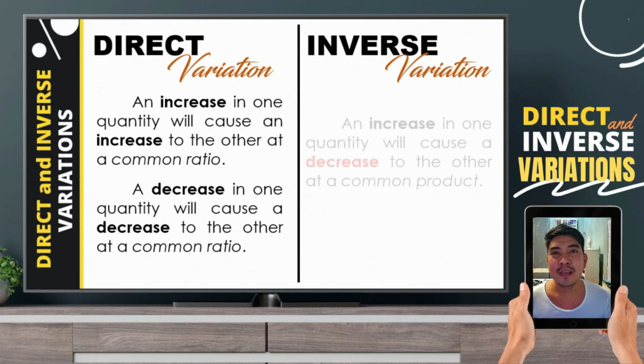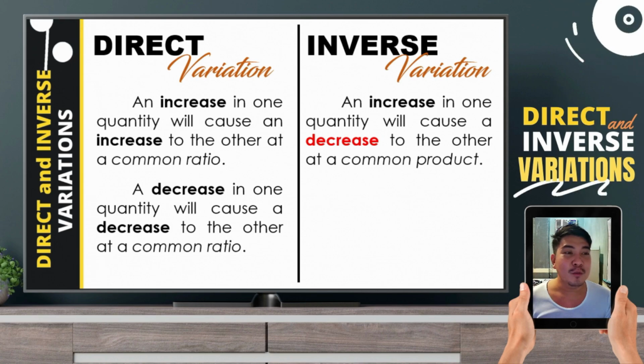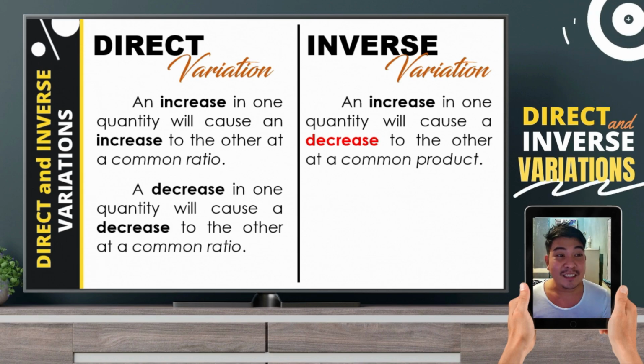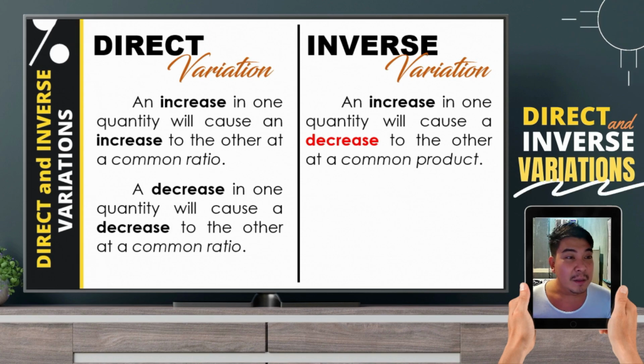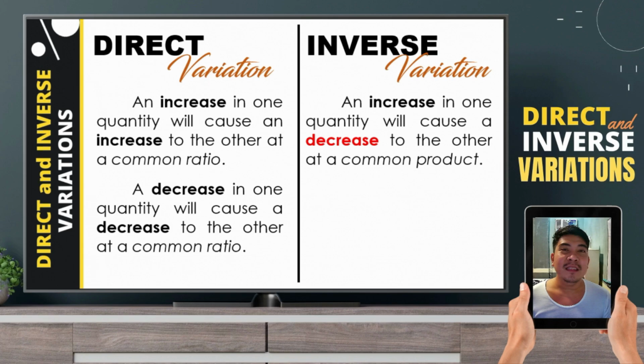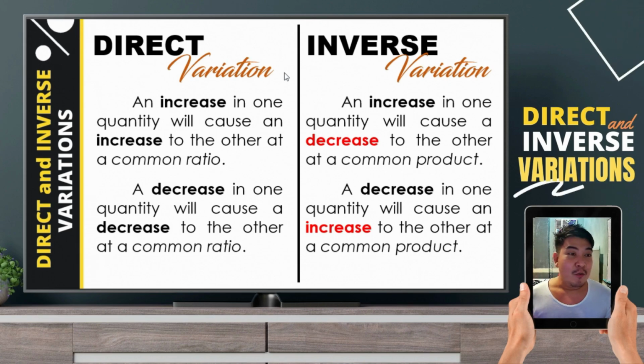How about for inverse variation? So an increase in one quantity, yung pagtaas daw sa una, will cause a decrease to the other quantity at a common product. So meaning, kapag tumaas yung unang quantity, ang mangyayari sa pangalawa, bababa. This time, at a common product. So, or the other way around, a decrease in one quantity will cause an increase to the other quantity at a common product. So if you can see, magkaiba talaga silang dalawa.